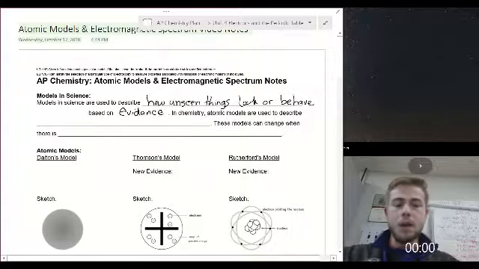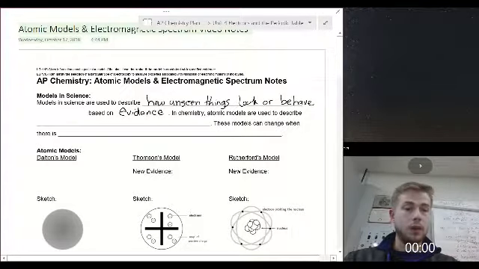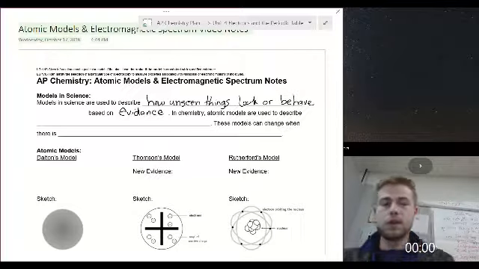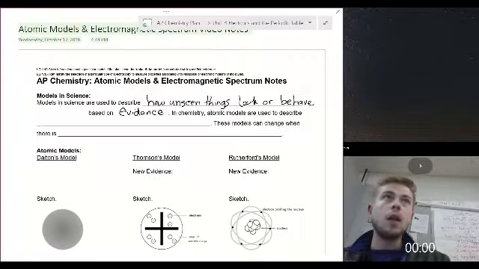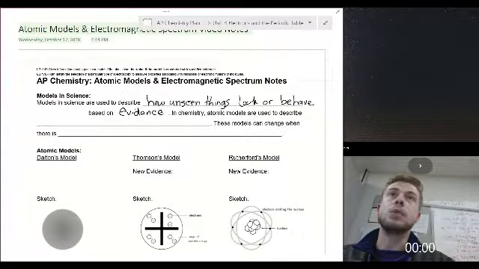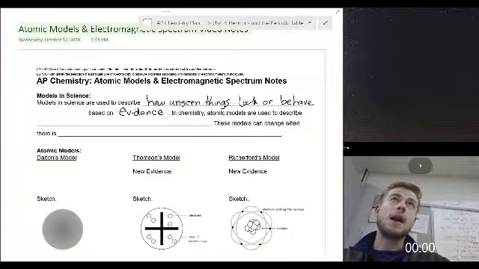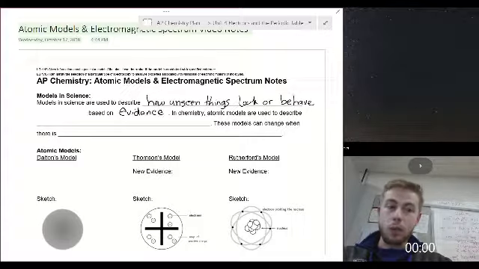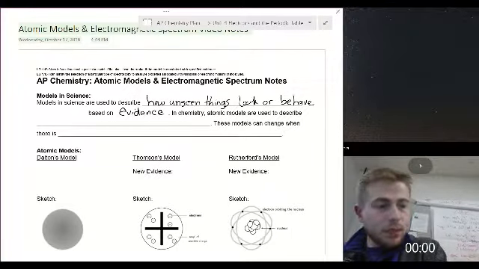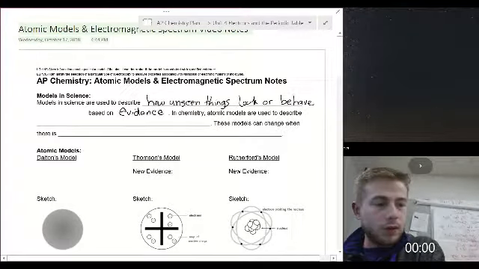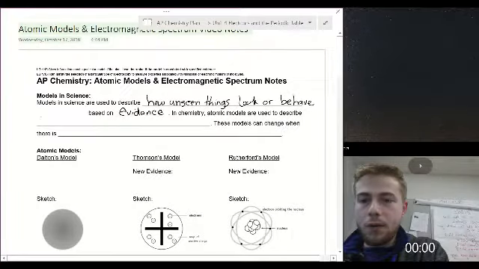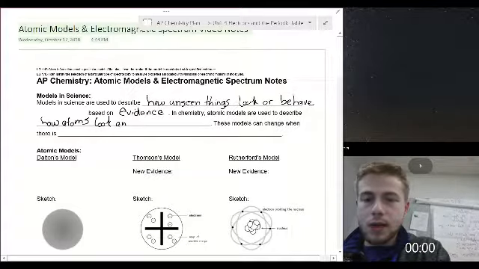Okay. So in chemistry, atomic models are used to describe how atoms look or behave. We can't see atoms, they're so tiny, but we can do experiments to delve deeper and predict how they will behave, and based on that, we can predict what they look like based on evidence. So we're going to say in chemistry, atomic models are used to describe how atoms look and behave.